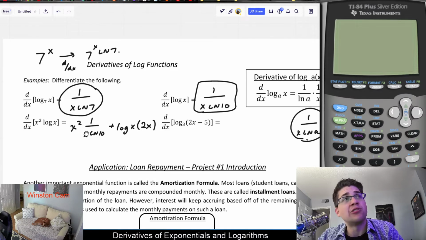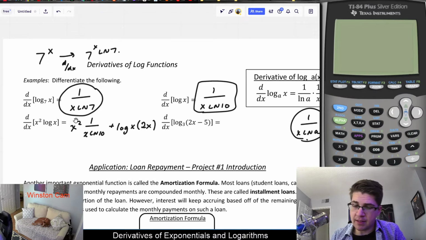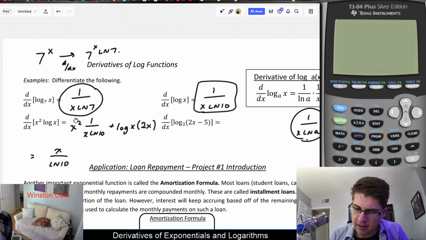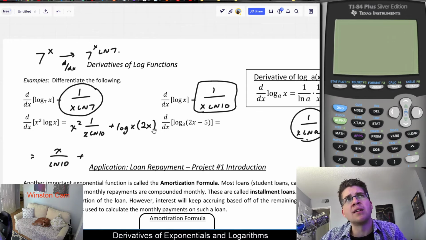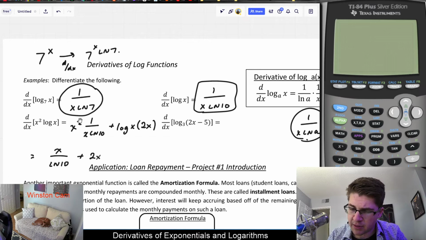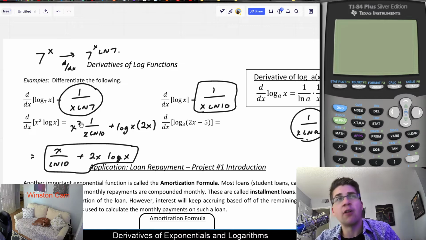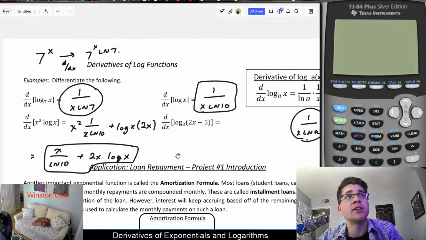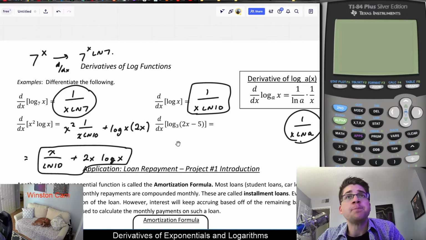X squared divided by x is just x, and then divided by ln 10. So I would have x over the natural log of 10 plus, and remember when it comes to logs and algebraic expressions, these will not multiply. You can't multiply x into 2x because this one is attached to the log. So usually we just write the 2x in front of an expression like that. And this is probably one of the nicer ways I could write that. I could even factor out x, which is a common factor, if I wanted to.